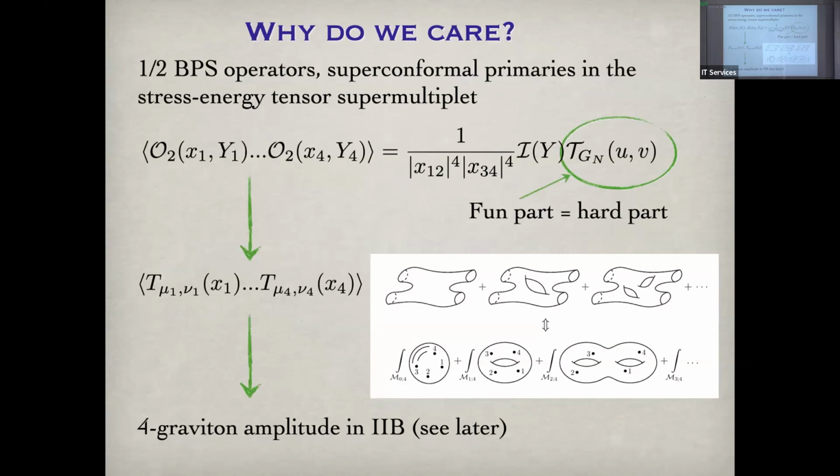And why is it important? Well, because this O2 sits in the same multiplet as the energy momentum tensor, and the gauge gravity correspondence tells us that this object is related to graviton scattering. And in this conference, we've already seen a bunch of talks on genus 1, some talks on genus 2, and so on. So you make the connection by studying this operator with 4 graviton scattering in type IIB.